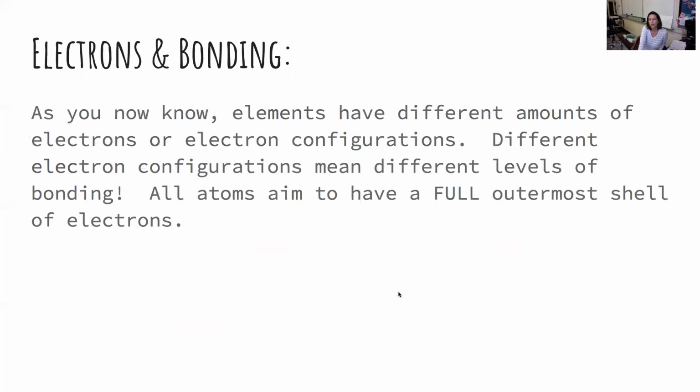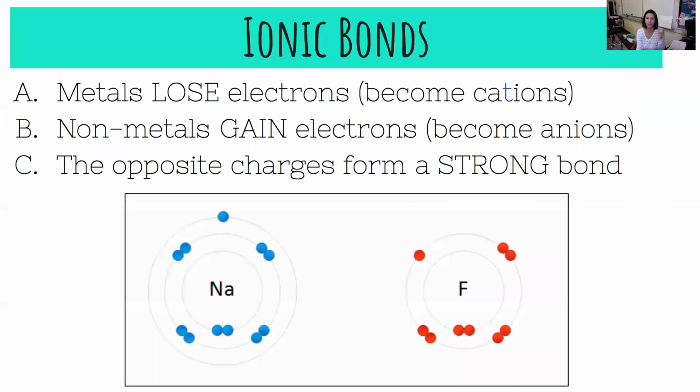Okay, so electrons and bonding. As you know, elements have different amounts of electrons or electron configurations. The configurations are how they fill up those energy levels that we explored. So different configurations, how they fill those up, mean different levels of bonding, so different strengths. All atoms aim to have a full outermost shell. What does that mean? Well, for the grand majority of them, that's meeting the octet rule, so 8 valence electrons.